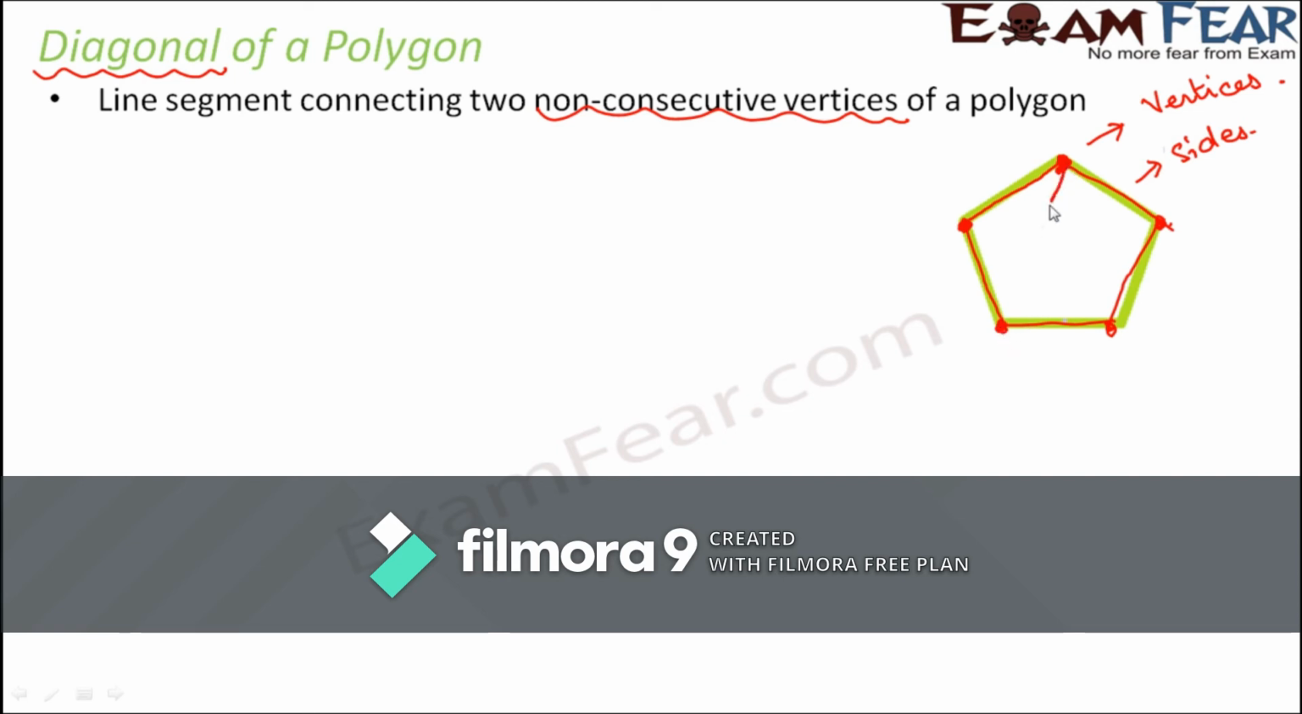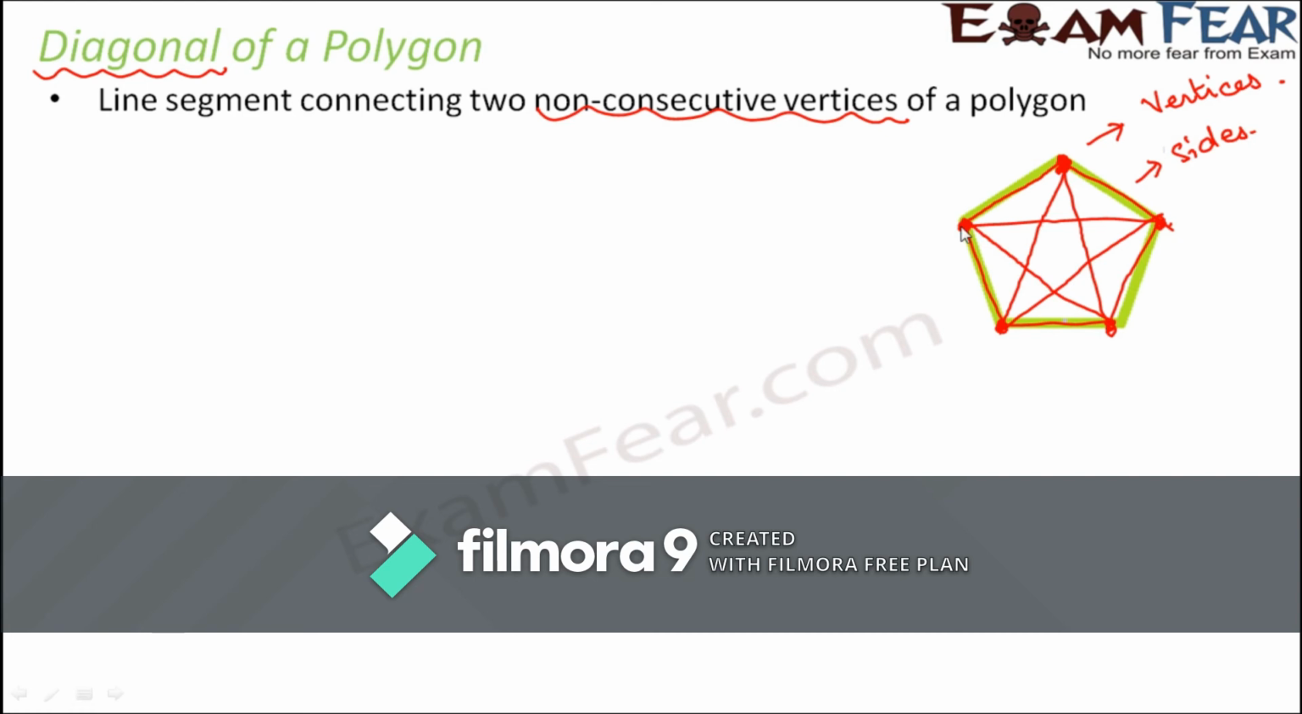So if you draw a line connecting two non-consecutive vertices, that line is called a diagonal. So basically, any line drawn between two non-consecutive vertices is called the diagonal of a polygon. All these are examples of diagonals. Now a polygon can have multiple diagonals.